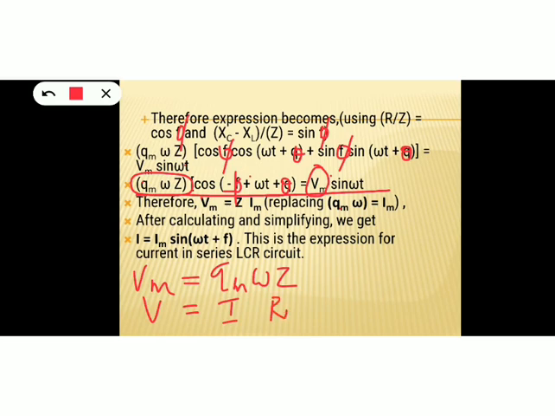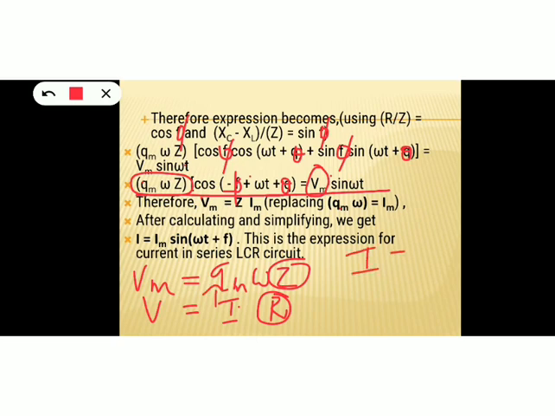Now in this expression, first compare the constant part. On the RHS we have the constant part Vm, and on the LHS we have the constant part qm ω Z. So when you compare the constant part you get Vm equal to qm ω Z. Compare this expression with Ohm's law, V equal to IR. Here instead of resistance R we have the impedance Z, but instead of I we have the term qm ω.